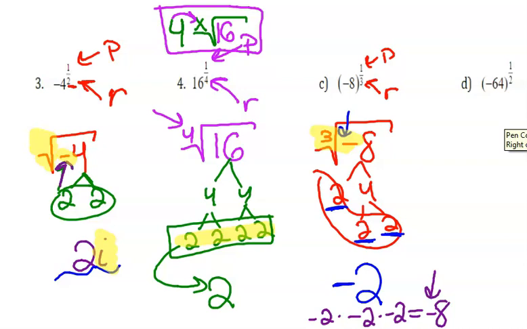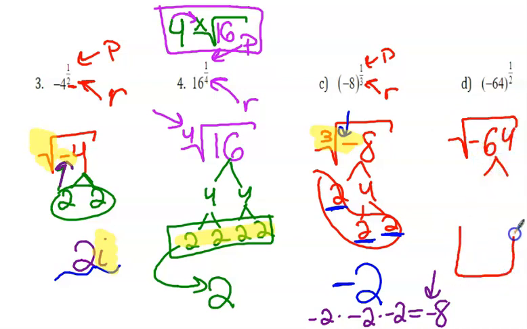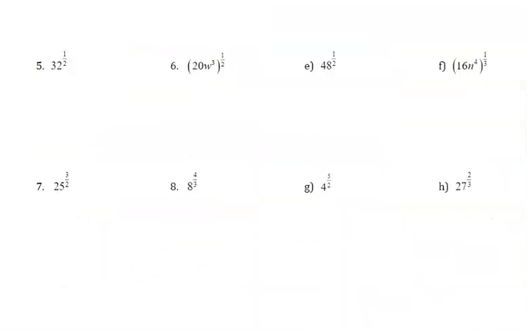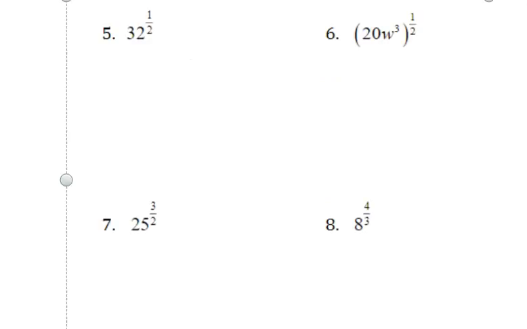All right, I want you to try D. If you have the square root of negative 64, branch it out, and what will be your answer? Because it's a square root, you should have gotten 8i. Now we're getting a little bit trickier, so let me zoom in and work out the next problems. I'm going to do 5, 6, 7, and 8, and then you are going to try the other letters and see how you do.